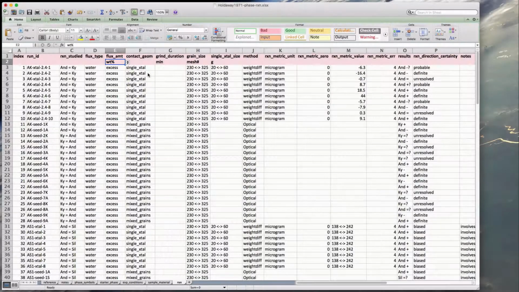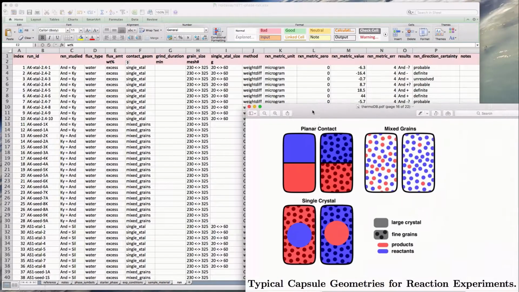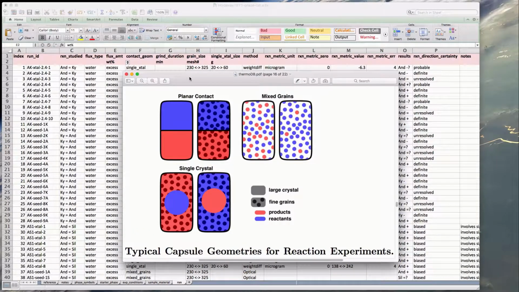units as per usual. The contact geometry is also a very important part of analyzing these phase reaction data sets. As depicted in this diagram, there are 3 typical experimental geometries used during these phase reaction experiments. The simplest is planar contact, where all of the reactants shown in blue and all of the products shown in red are on separate sides of the container or experimental chamber. They can either be single crystals or they can be fine grains. The only thing that matters is that they are fully separated from one another.